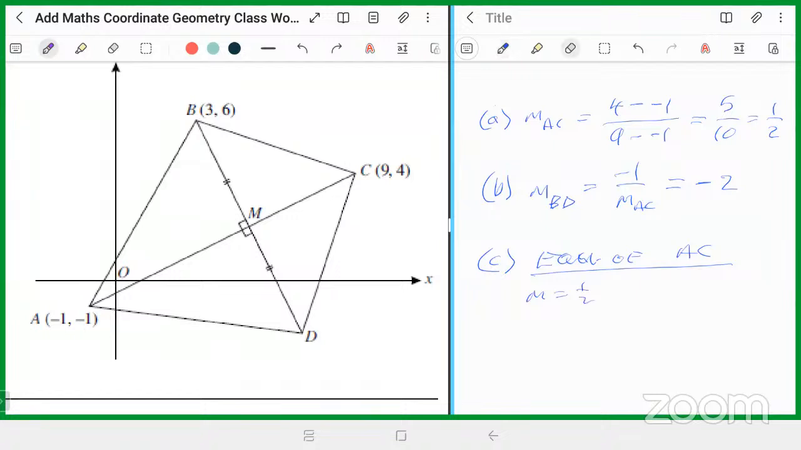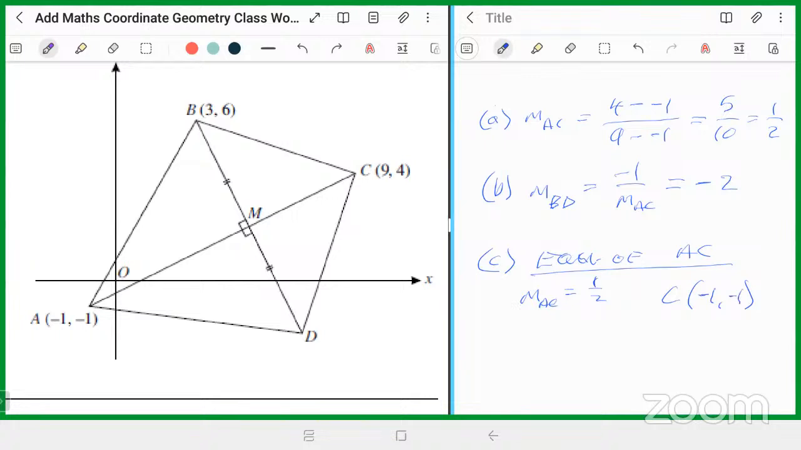Gradient of AC is a half. And we also need a point. We have 2 points. You can use any one of them. I'm just going to use C, which is 9, 4. Or I could use A if you want. Same difference. Let's use A, just to get practice with the minus. That's why I'm going to use A, so we can practice when we have the minus.